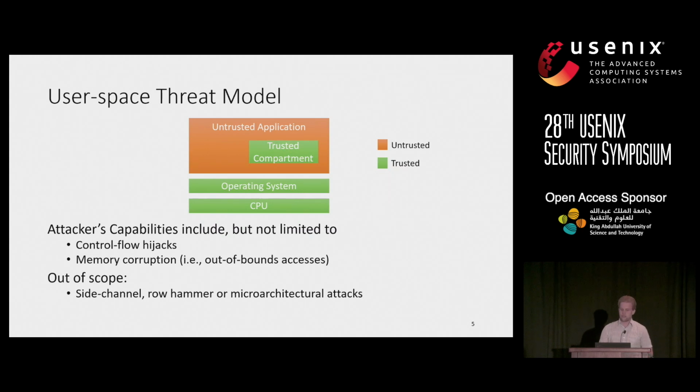I'll quickly clarify the threat model that we considered. So we consider the CPU, the OS, and our isolation technique to be trusted. We don't trust the application, but a small trusted compartment. In particular, we allow malicious attacks to exploit memory corruption and control flow hijack attacks. On the other hand, we do not consider side channel, Rowhammer, and microarchitectural attacks.